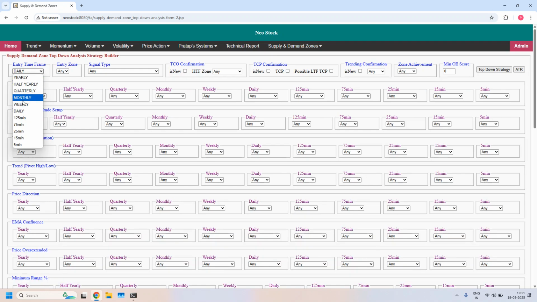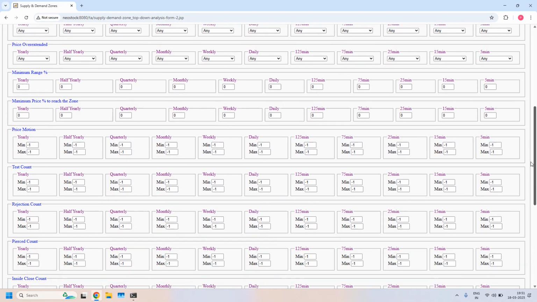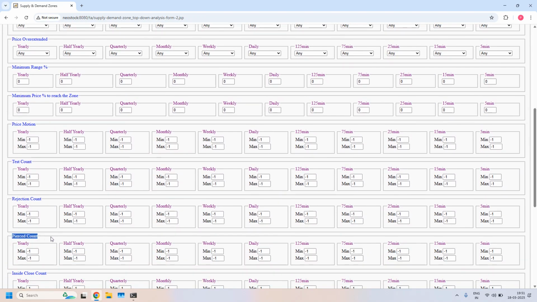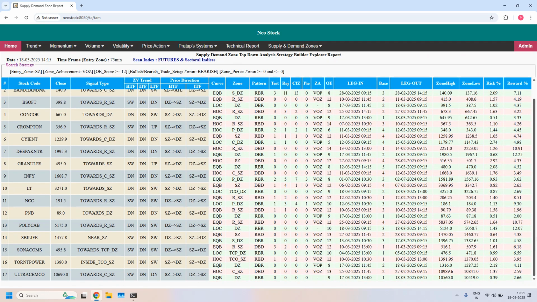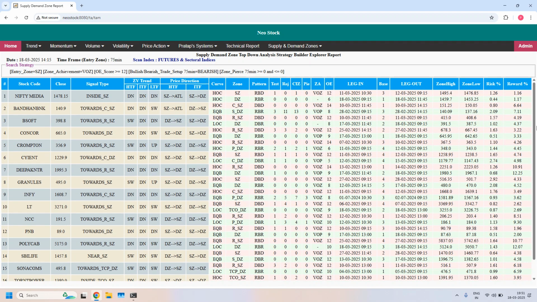Entry time frame is 75 minutes. Entry zone, supply zone. Bullish or bearish trade setup at 75 minutes, I am selecting bearish. Zone achievement, violated opposing zone. Minimum odd enhanced score 12. And 75 minute supply zone should not be pierced. So in the pierced count at 75 minutes time frame, minimum value 0, maximum value 0. With these filters, we got 17 stocks. So first 15 stocks in the list.